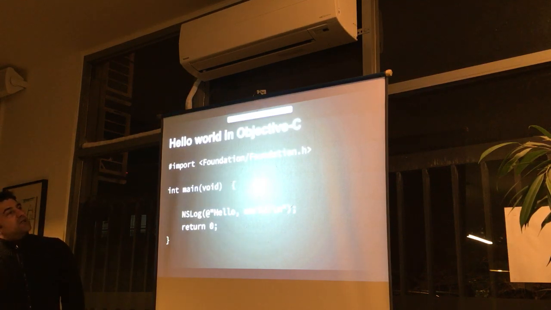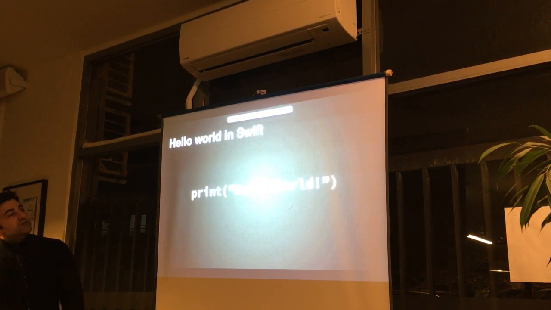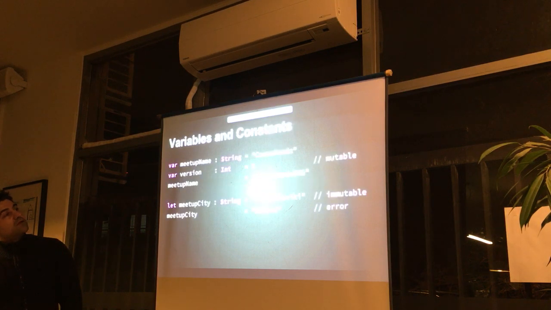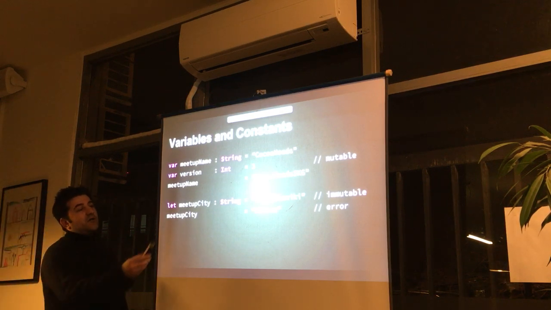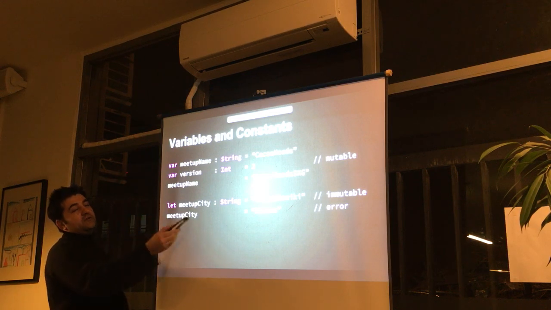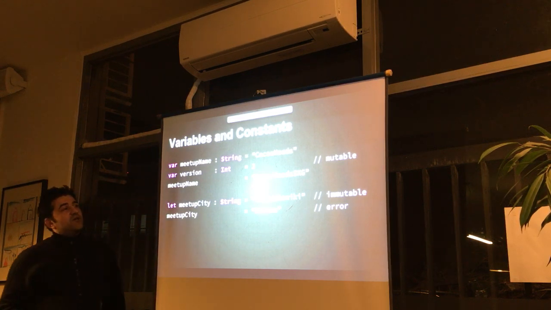All right, there's the hello world in Objective-C. 1, 2, 3, 5 lines. There it is in Swift. Nice and easy. Alrighty, so the first thing you want to do in a language is declare variables. I've highlighted the language keywords or native types, and the rest is my own stuff.